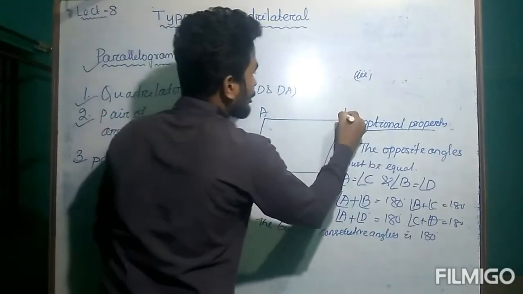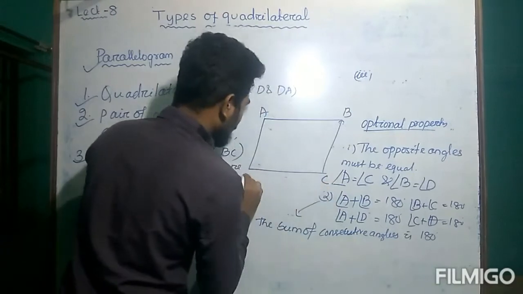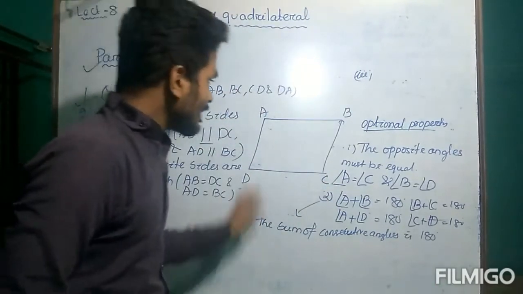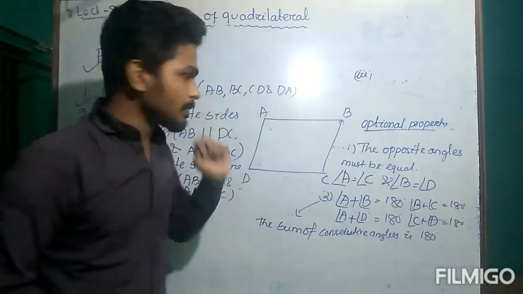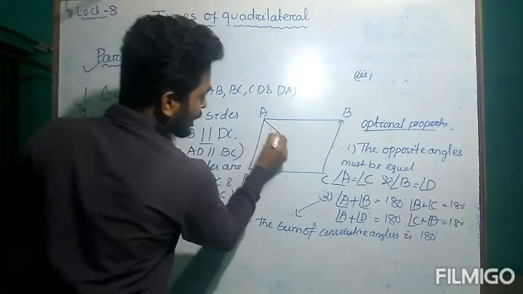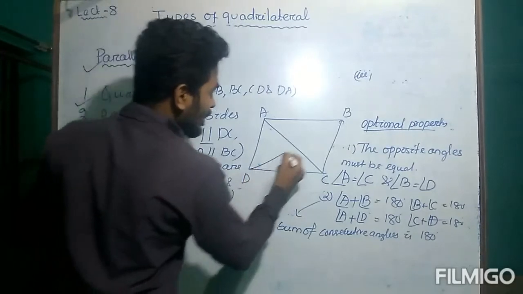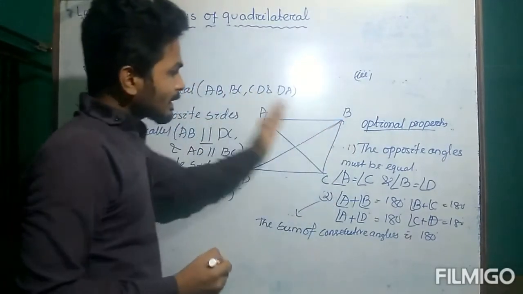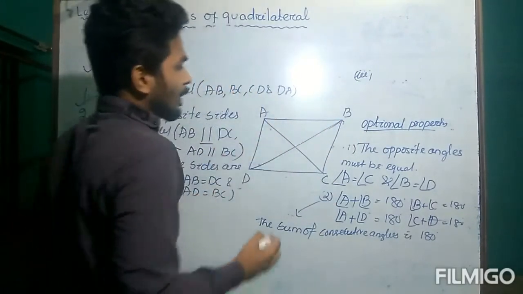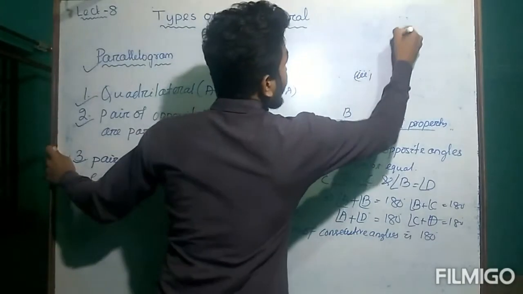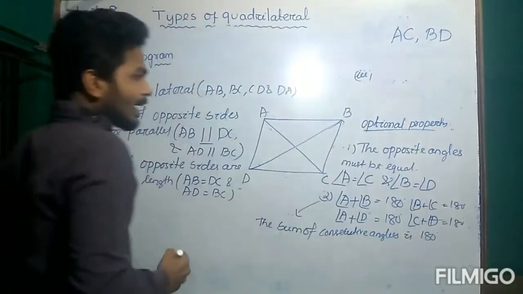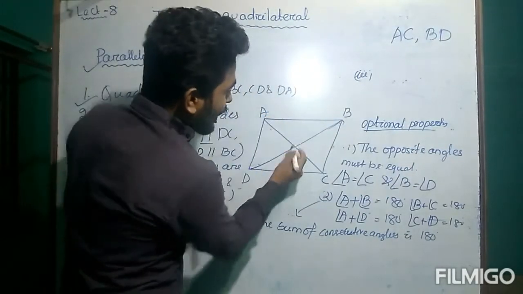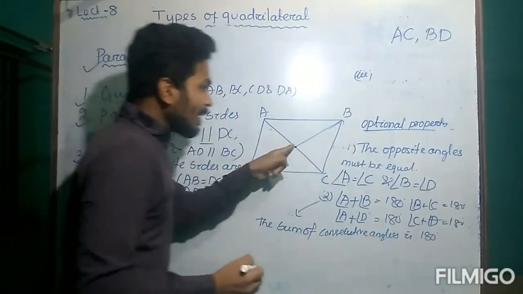A, B, C, D. Since it is a quadrilateral, that means it has how many diagonals? It has 2 diagonals. What are the diagonals? Diagonals AC and diagonal BD. Okay, and these 2 diagonals will intersect each other at a point.